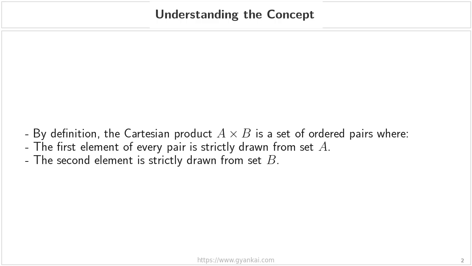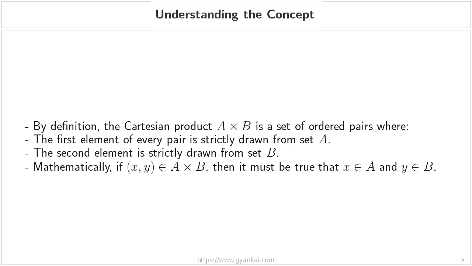Understanding the concept. By definition, the Cartesian product, written as A cross B, is a set of ordered pairs. It is very important to remember the word ordered here because the position of each element matters. In every single pair within this set, the first element is strictly drawn from set A, and the second element is strictly drawn from set B.